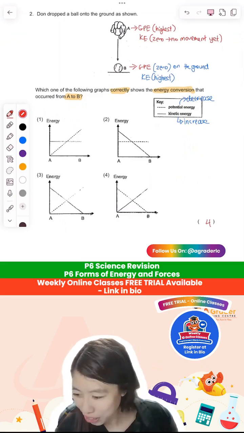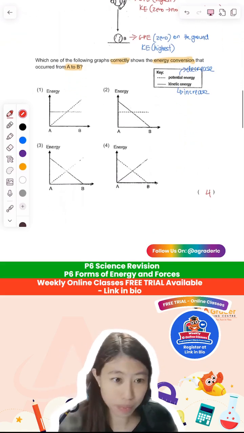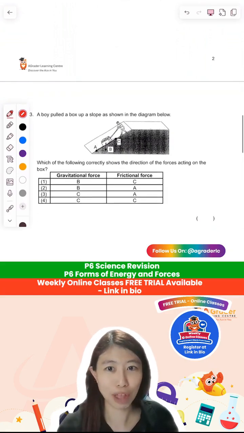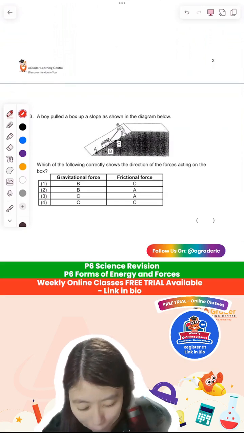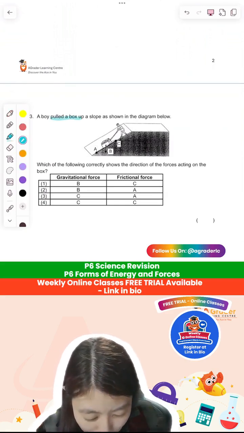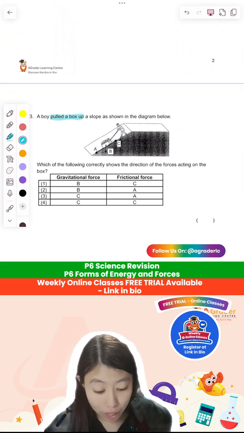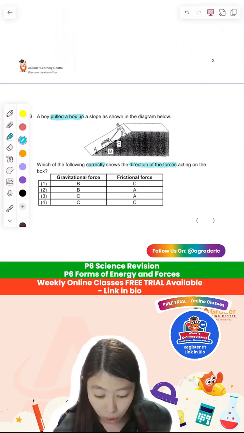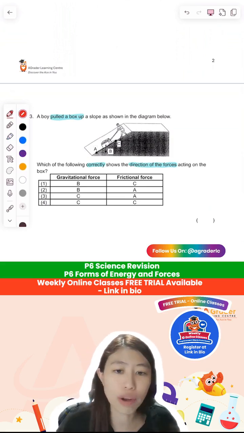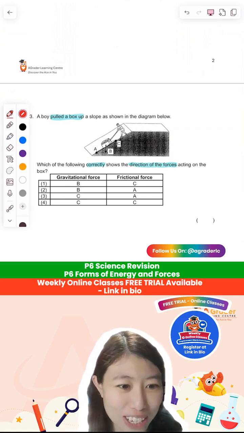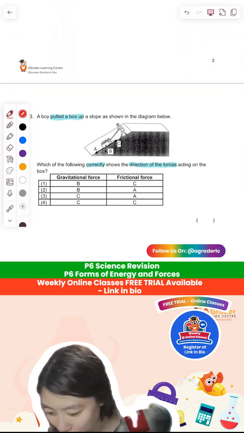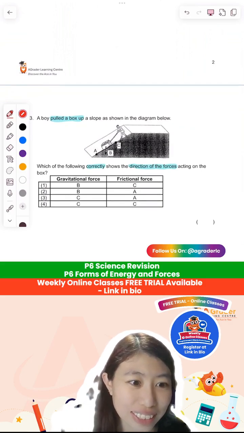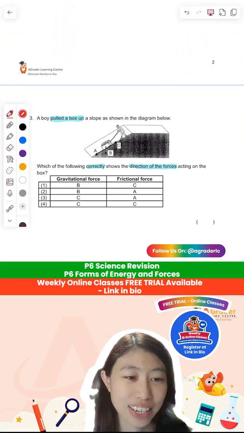All right, so let's move on to the next one. Okay, this one is actually very straightforward. Very, very straightforward question. A boy, I'm going to highlight the keywords, pulls a box up a slope, all right? Which of the following correctly shows the direction of the forces acting on the box? So gravitational force, you all should know gravitational force. Oh, a lot of you sending your answer already. I've seen 1, I've seen 2.